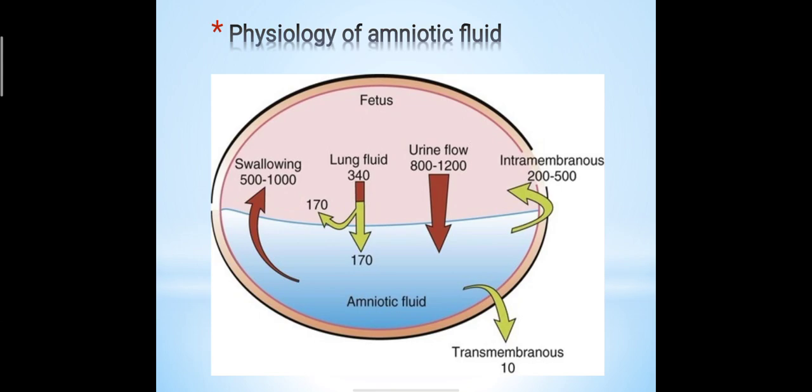Daily production of urine is about 1000 to 1200 ml per day. Other sources are secretion from the lung and tracheobronchial tree. Mechanism of removal of amniotic fluid.